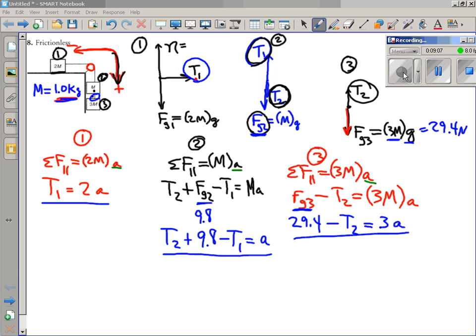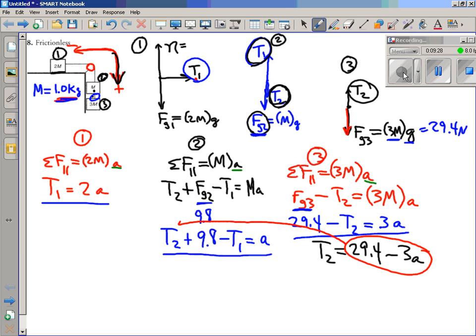So if we solve for T2 over on this side, T2 equals 29.4 subtract 3a, and we can now use this in place of T2 over here. So in place of T2, we have all of this. So 29.4 subtract 3a plus 9.8 subtract T1 equals a.